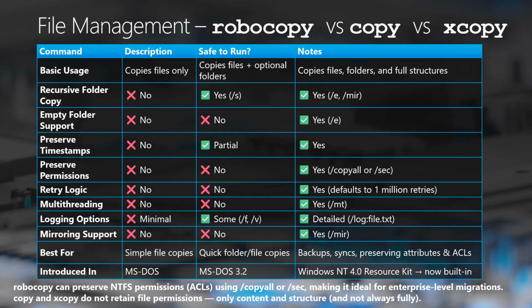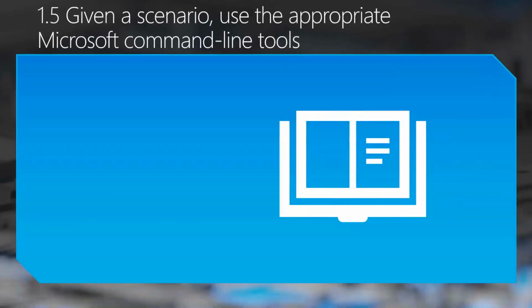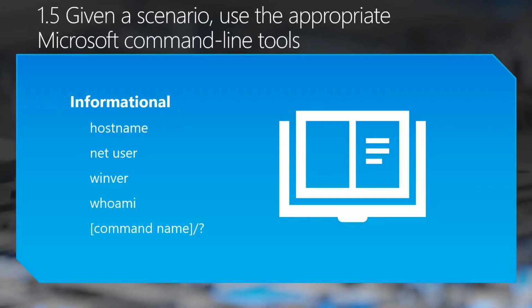There's three: Robocopy, Copy, and Xcopy. Robocopy can preserve NTFS permissions on the files, which makes it very popular if that's something that you want to be preserved. Copy and Xcopy do not retain file system permissions. They typically inherit wherever it is that they're dropped off at.